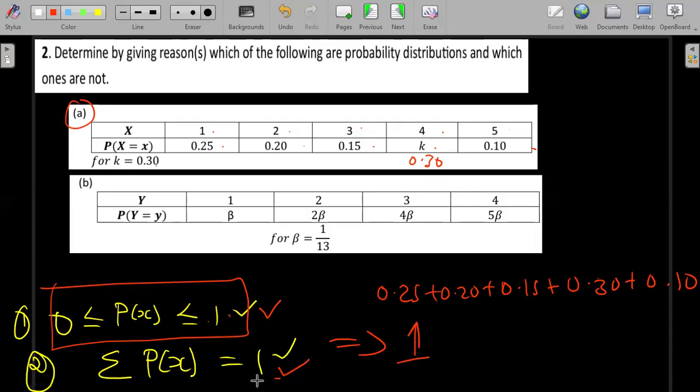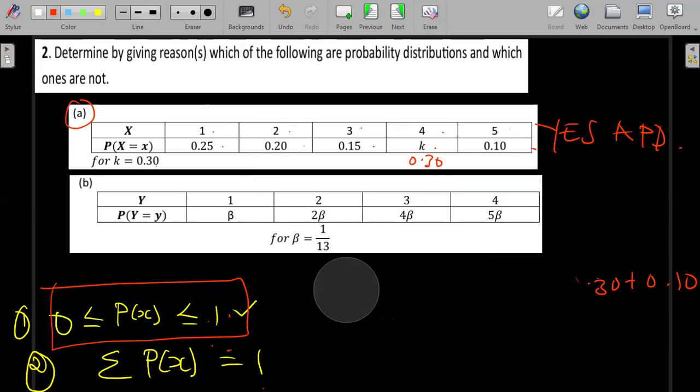So it obeys both of the conditions. We're going to say yes. The first one is a probability distribution. And then let's look at the second one, which is on B.